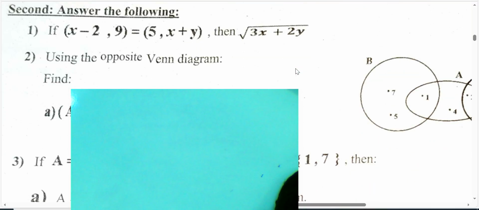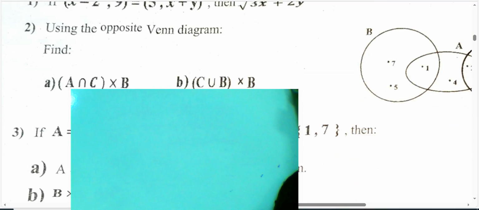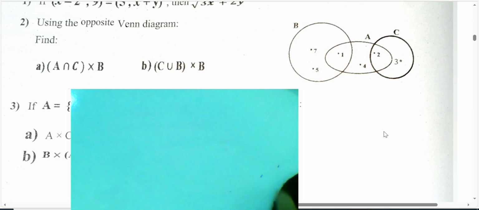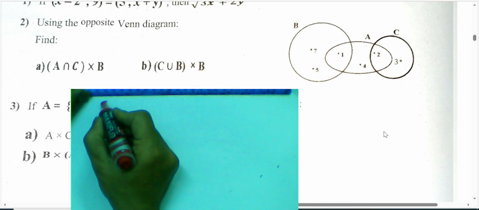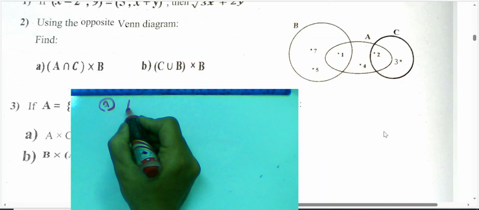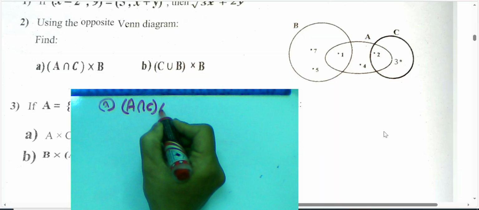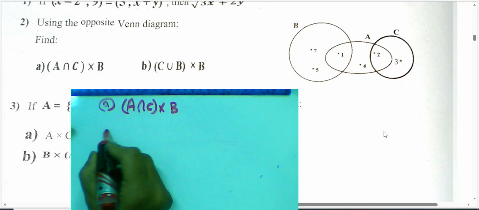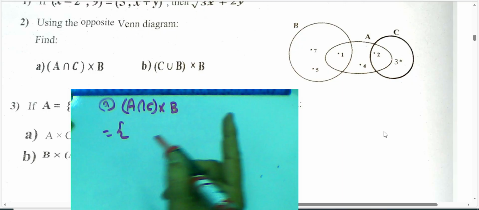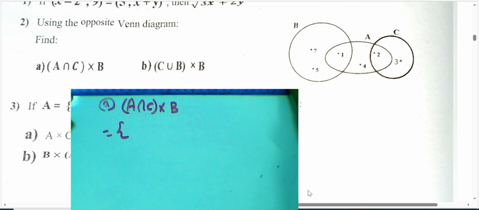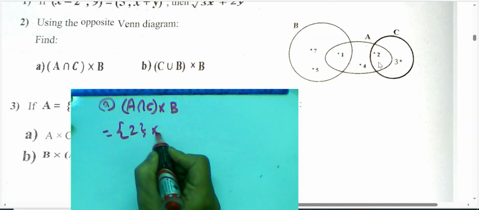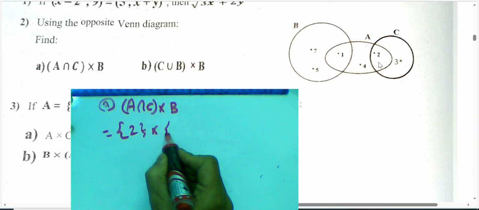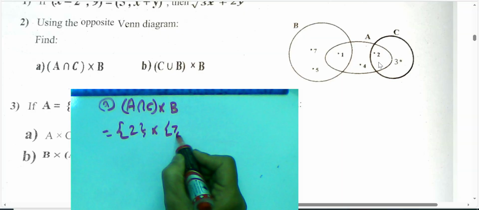Using the opposite Venn diagram, find the answer. Number 1. We have here a question. Letter A, you want to find A intersection C Cartesian product with B. The intersection between A and C, look at here. A and C intersect at 2. Cartesian product with set of B. B was the elements of B, 7, 1 and 5.